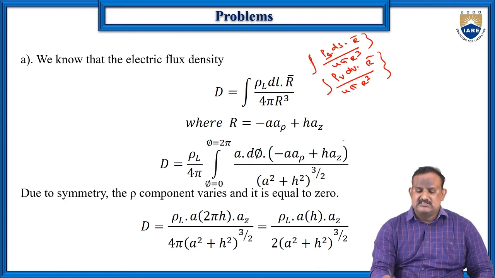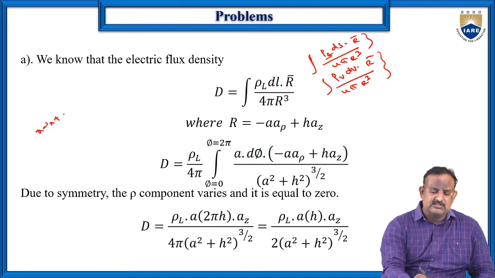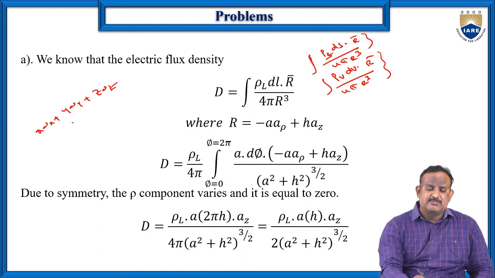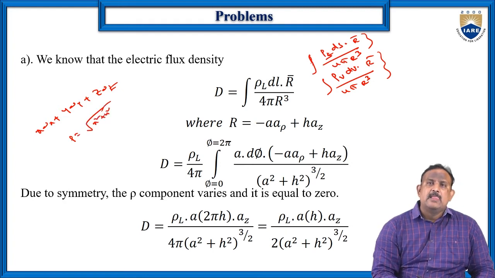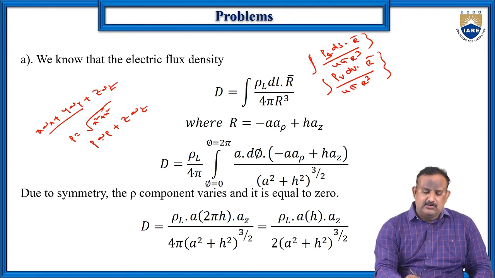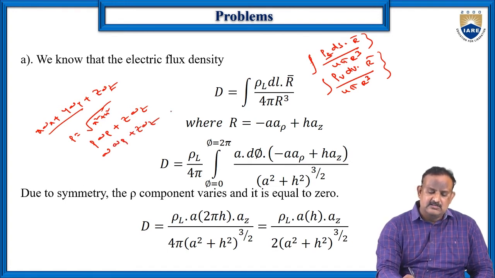So here we need to find out the distance between the 2 points. The distance is x a_x plus y a_y plus z a_z. Here, in place of x a_x plus y a_y, I am assuming rho is equal to square root of x square plus y square. Therefore, we can substitute rho a_rho plus z a_z, and in place of rho it is the radius. Because a is the radius, we can write a into a_rho plus z a_z.